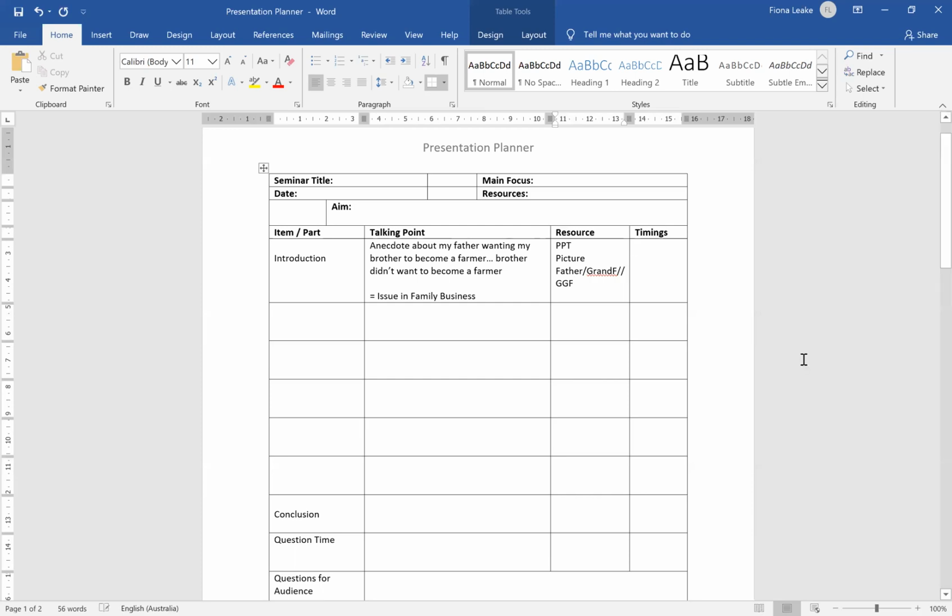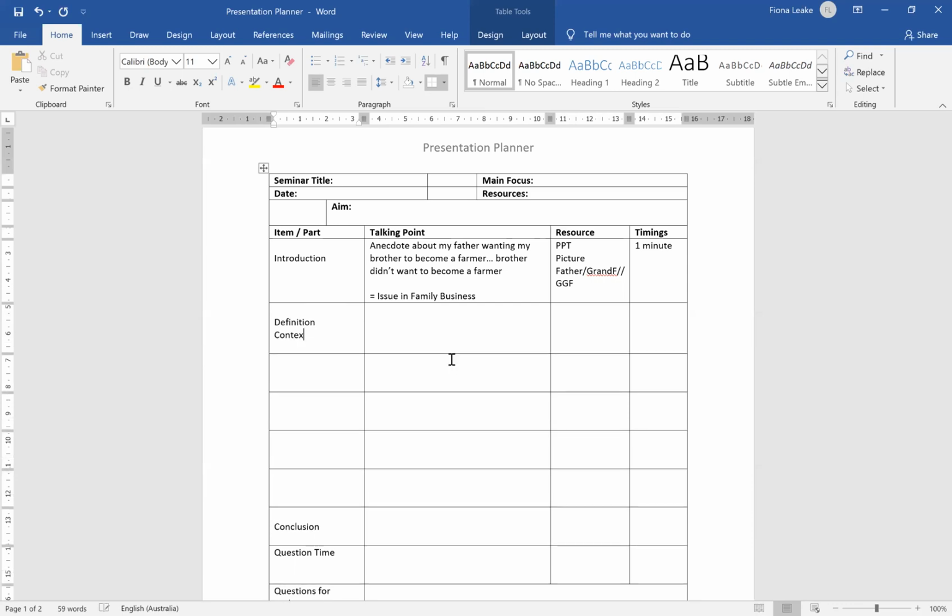Timings, I've only got 7 minutes for this, or 7 to 10 minutes for this whole presentation. So I really only want that to be about 1 minute to 1.5 minutes. And then you're going to be doing it for the rest of the sections. So you might be talking about definition next, or you might do context next, and so on and so forth. And just write down your talking points, this, then that, then this.